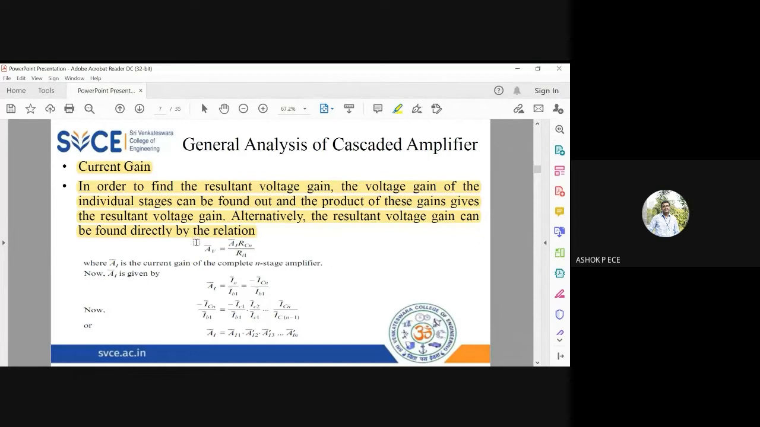The one formula we have relating current gain to voltage gain, as we have seen previously, is AV equal to AI into RC by RI. Same formula, we are going to use it here. And the current gain, you see, the same formula. It is the product of individual current gains. The same way you take the fraction and multiply and divide the terms, you can find that when you individually find the current gains and multiply, you will get the overall current gain for your cascaded amplifier.